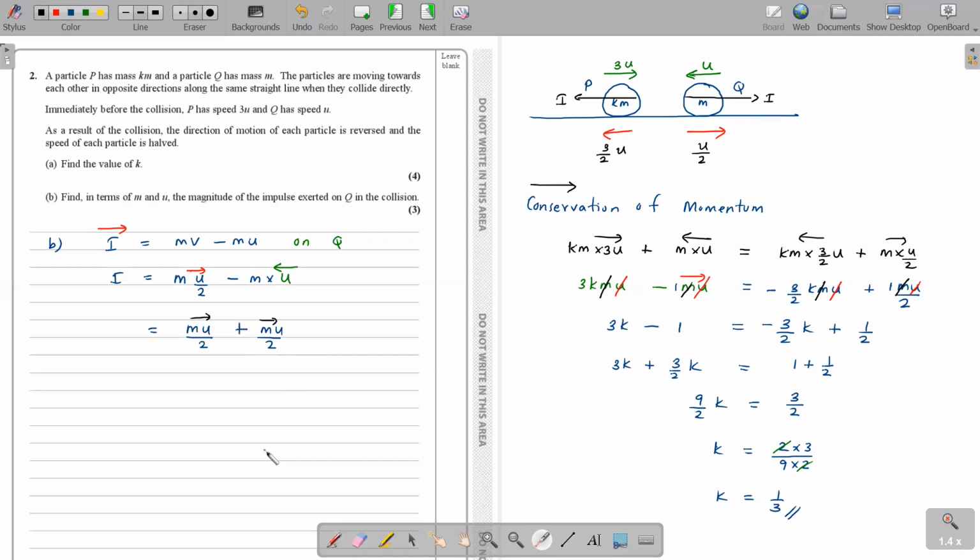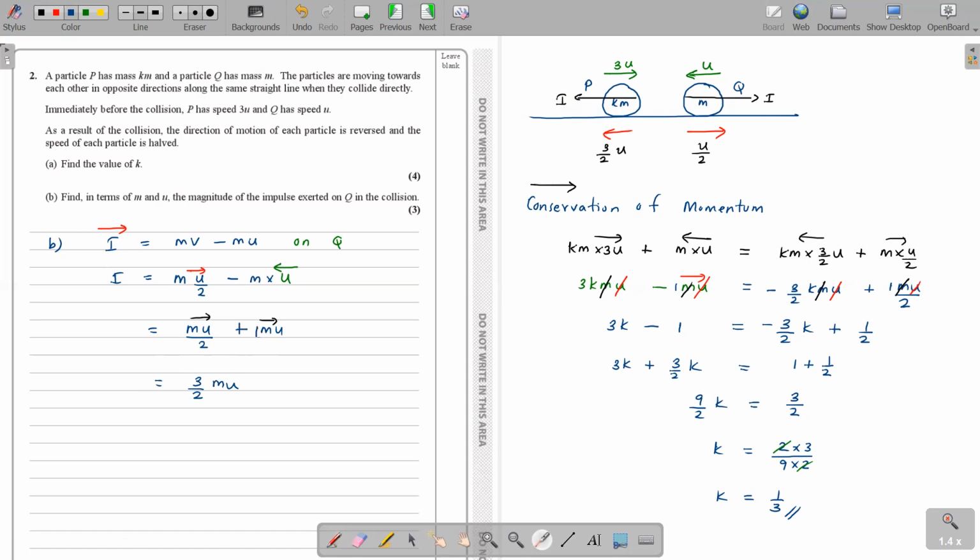Now add them. Sorry, there's no over 2 here, just mu. So mu over 2 plus mu. How much is it? Half mu plus 1 mu. Basically, it's 1 plus half, which is 3 over 2 mu. So this is the magnitude of the impulse exerted on Q. Basically, this is the exact same impulse that you would have on P.